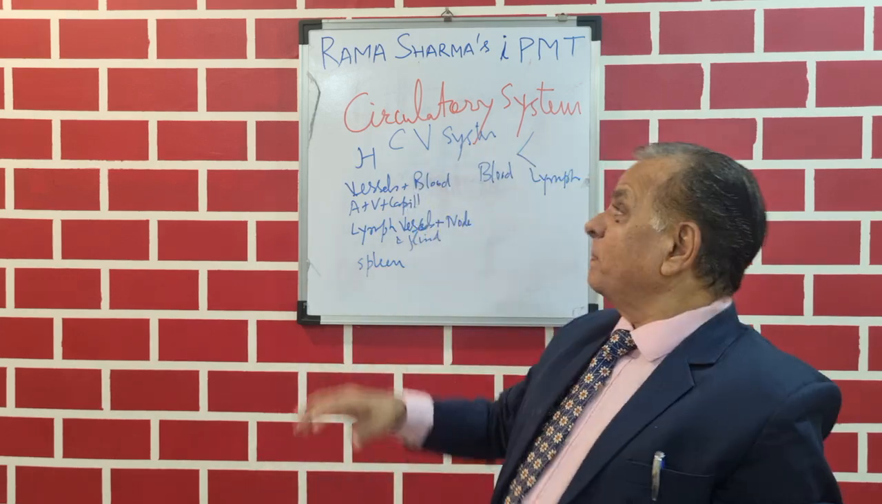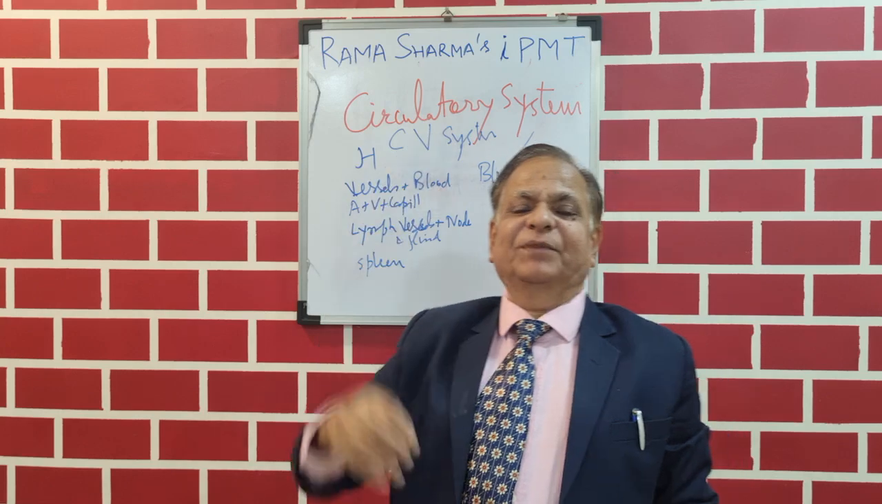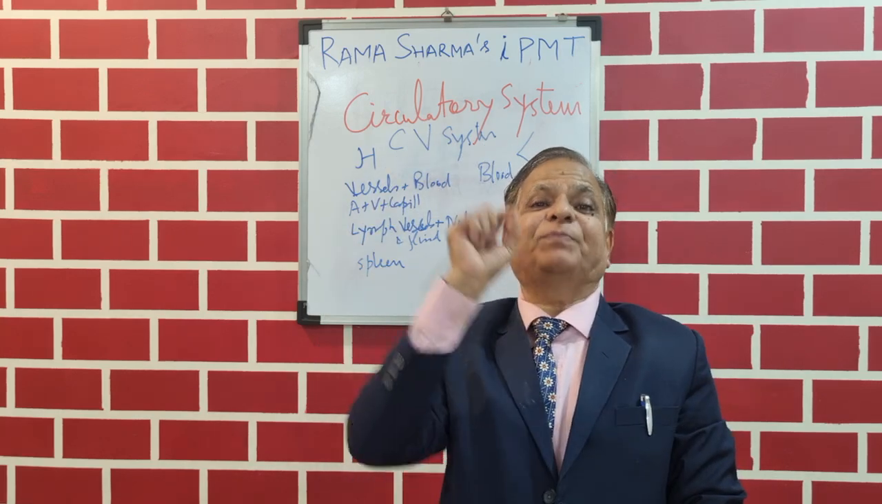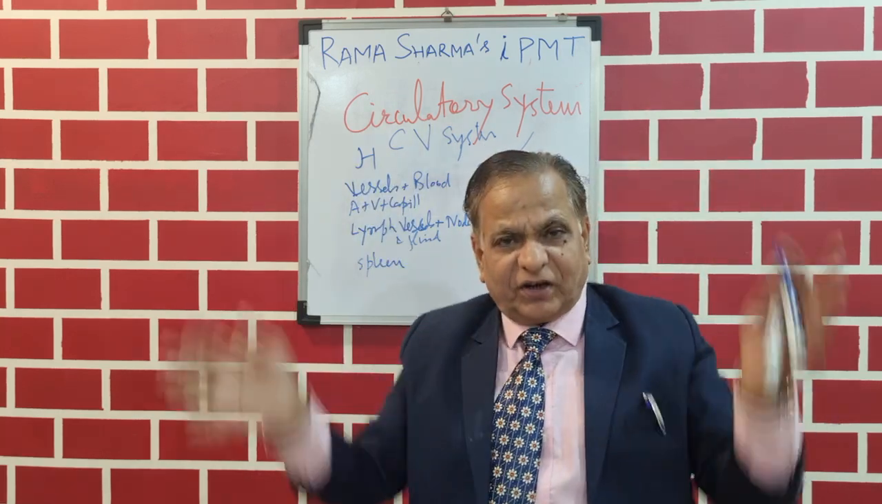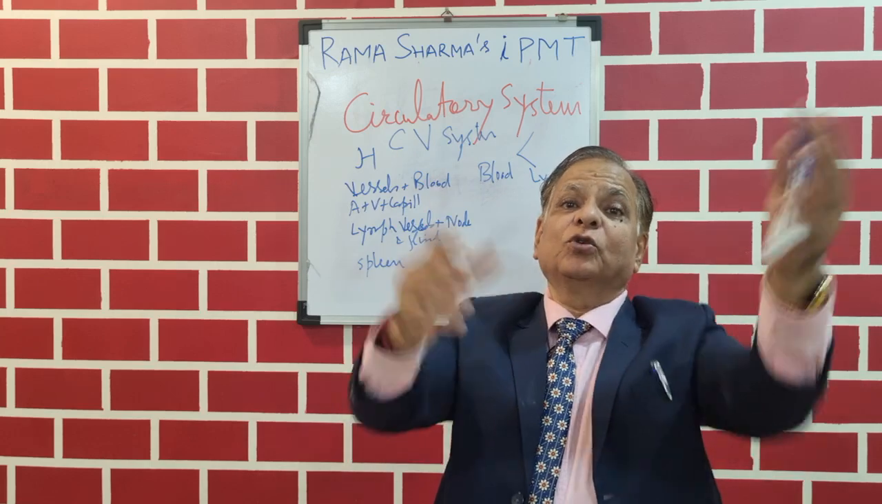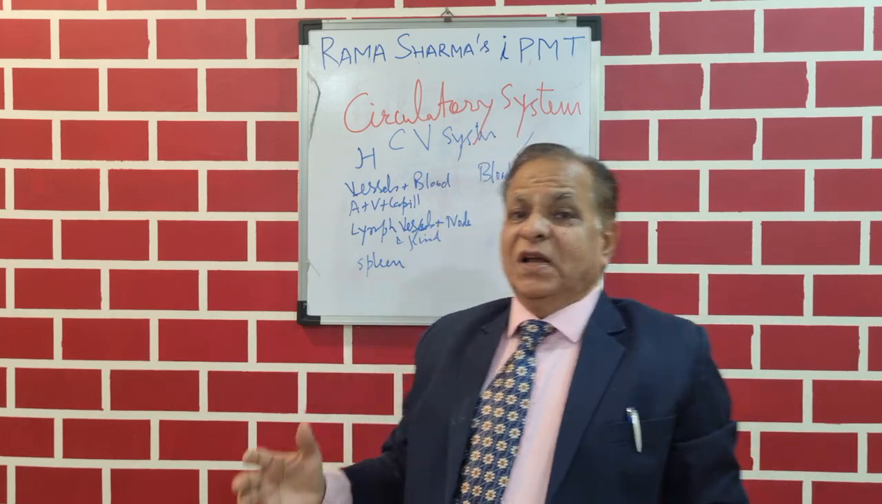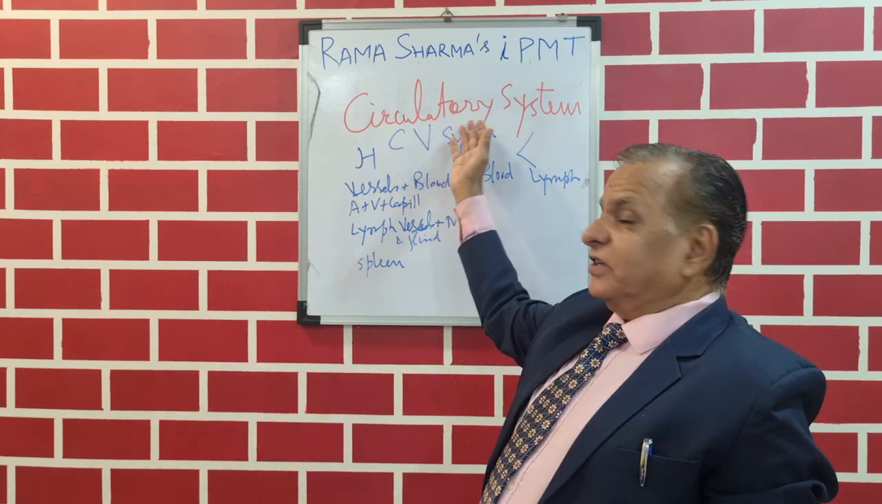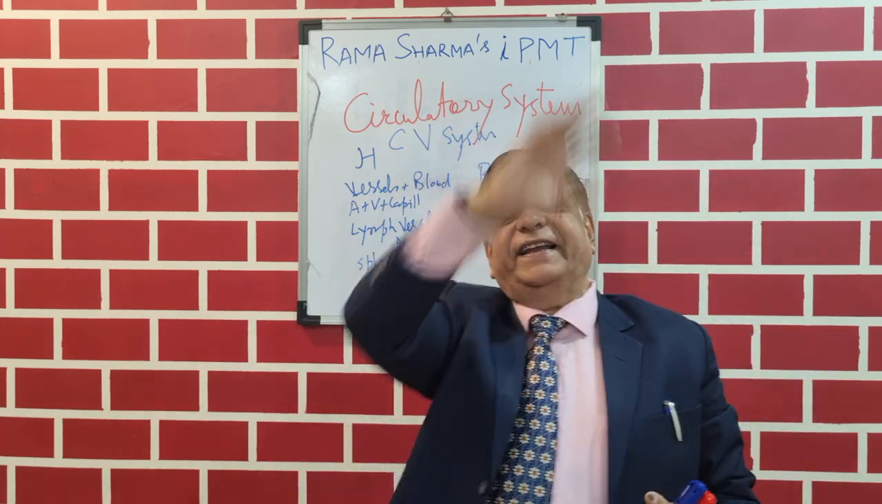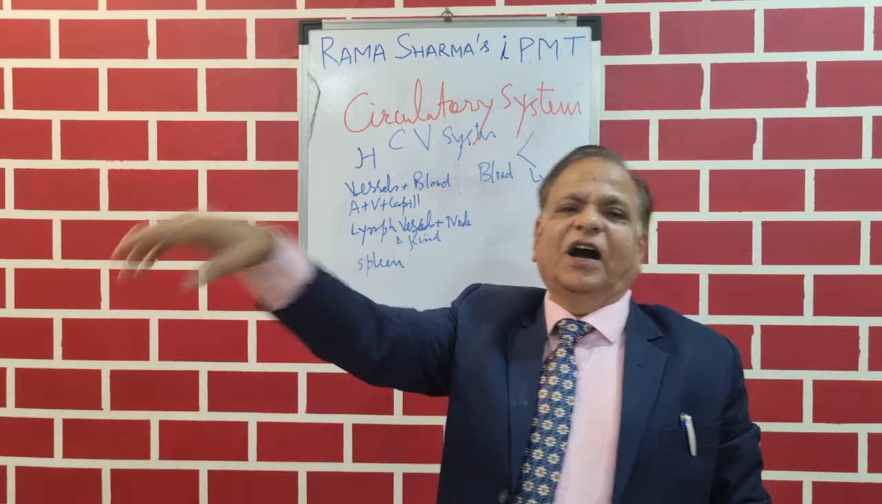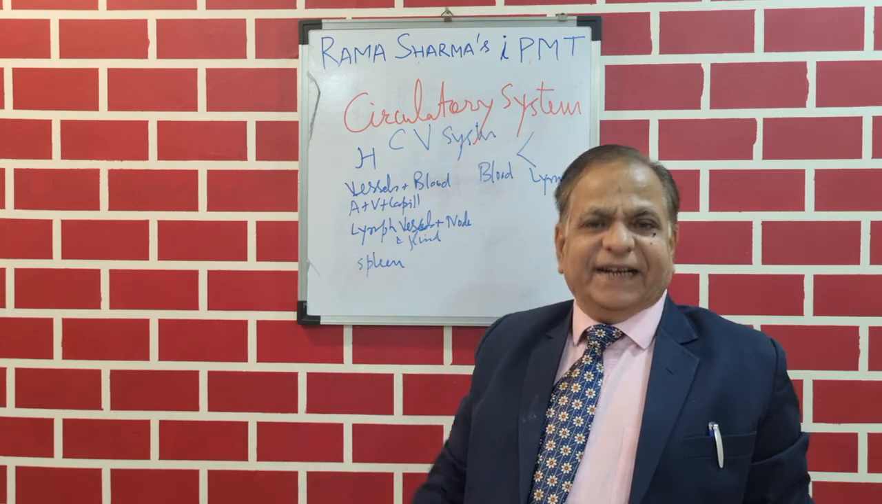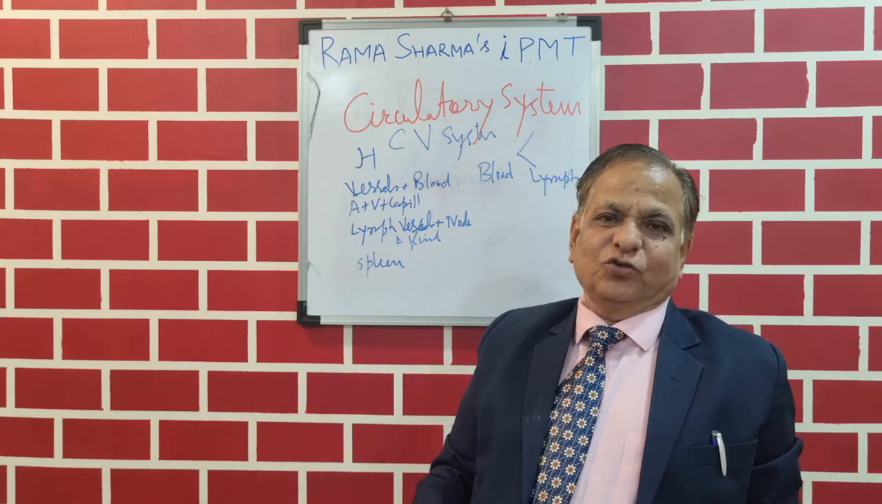As we have discussed, every system is made up of organs doing a specific function, and all organs together are doing a gross function, which we call a system. So for the cardiovascular or circulatory system, the gross function is carrying everything from one place to another. And now, what are the organs in it? Let us know.